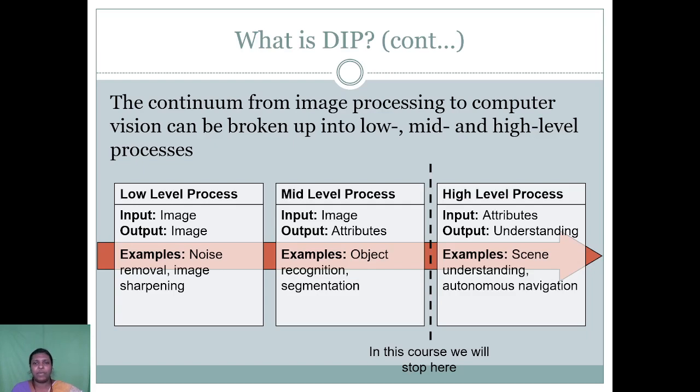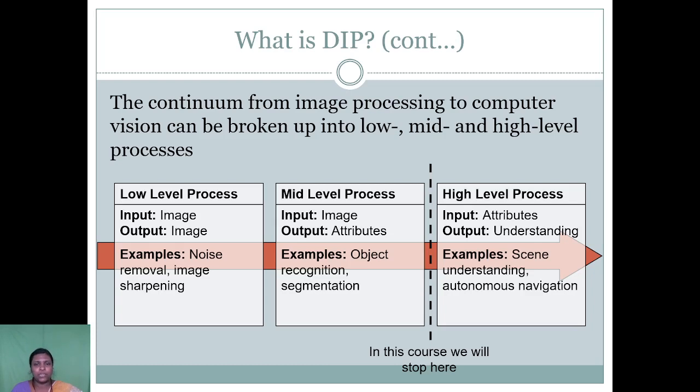The continuum from image processing to computer vision can be broken up into low, mid and high level processes. The first one is the low level process. Here, the input is an image and the output is an image. For example, noise removal or image sharpening. In the low level process, you have an input image and you get an output image; the process done here is noise removal and image sharpening.